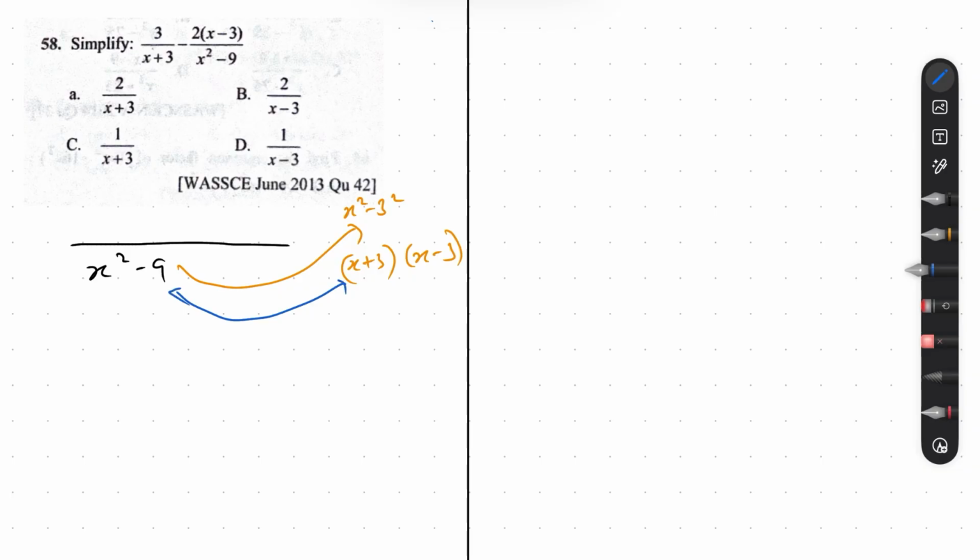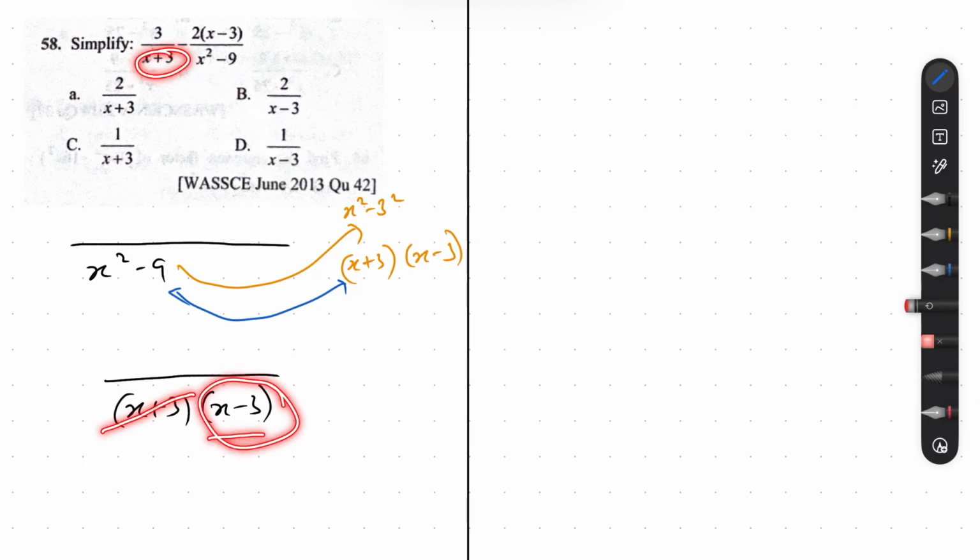Okay, so let's write it. Our LCM is (x plus 3)(x minus 3). Okay, so now let's deal with the numerator. So now x plus 3 cancels x plus 3. We are left with x minus 3. So this x minus 3 will multiply 3. Okay, so that will give us 3x minus 9.